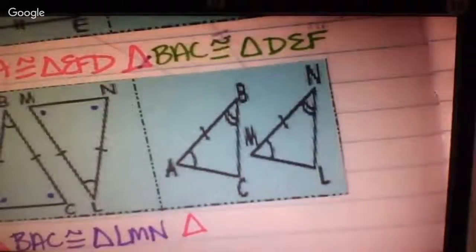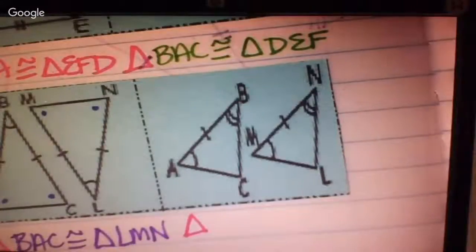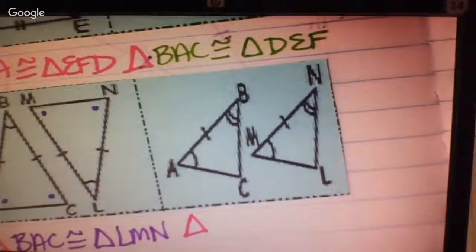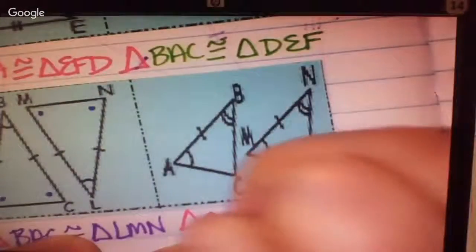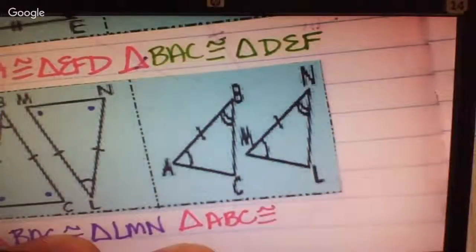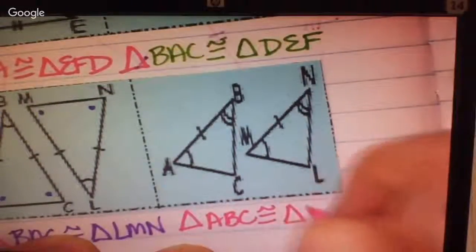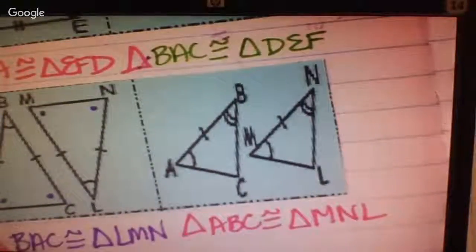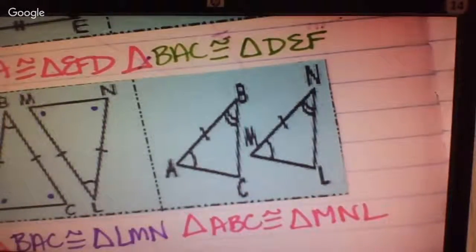All right, last one. Last one, let's see. Okay. Epi, what you got for me, Epi? ABC, ABC, MNL. 1, 2, 3. Yay! Questions or problems? I have a problem. You have a problem.